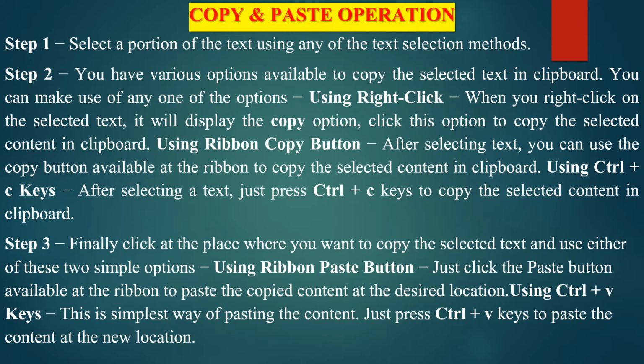Step number 3. Finally, click at the place where you want to copy the selected text and use either of the two simple options. Using the ribbon paste button. Just click the paste button available in the ribbon to paste the copied content at the desired location. Using Control plus V keys. This is the simplest way of pasting the content. Just press Control plus V keys to paste the content at the new location.